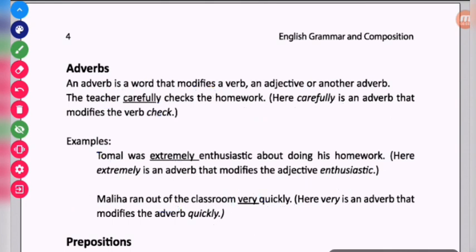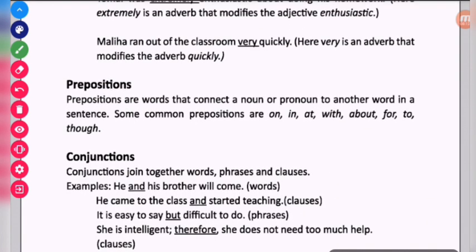Okay, after adverbs, we have prepositions in our parts of speech. Prepositions are words that connect a noun or pronoun to another word in a sentence. Some common prepositions are on, in, at, with, about, for, to, though, and more. We have a huge number of prepositions in our English language.